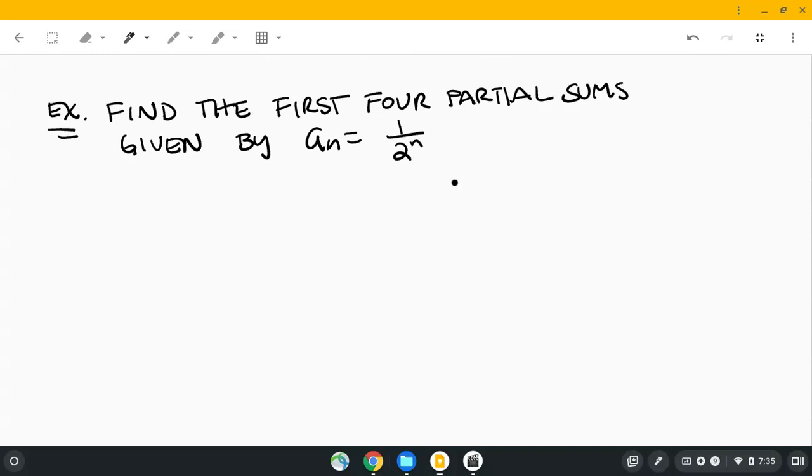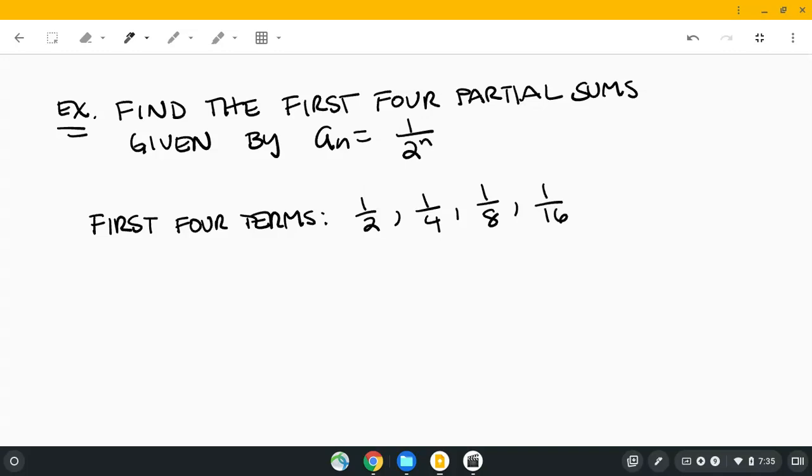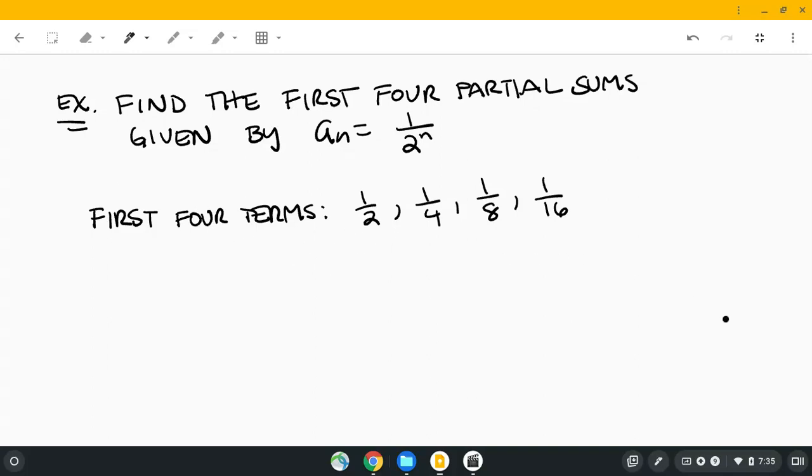Okay, so we don't know what the terms are, so we need to work them all out. Okay, so the first four terms, that way we know what we're adding. So A1 is going to be 1 over 2. A2 is going to be 1 over 4. A3 is going to be 1 over 8. And A4, the fourth term, will be 1 over 16. Okay. So we're going to have to find each sum.